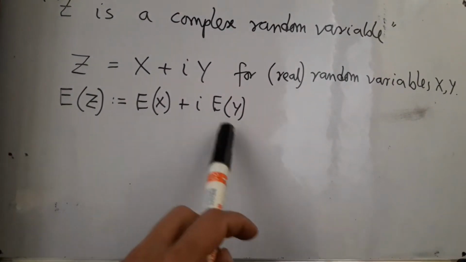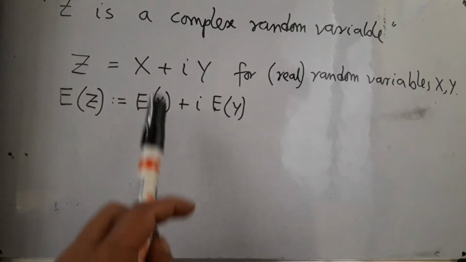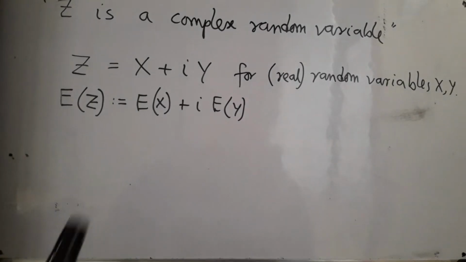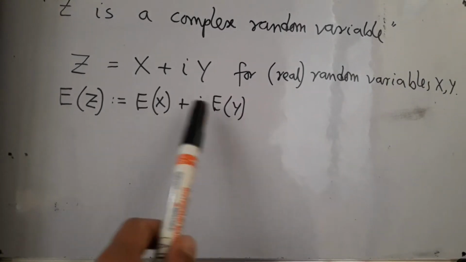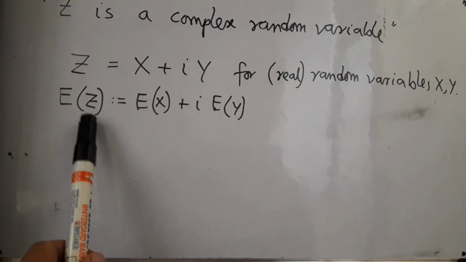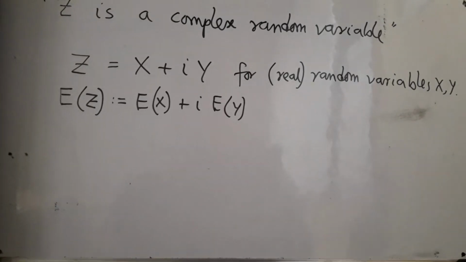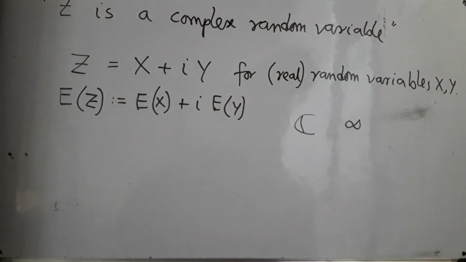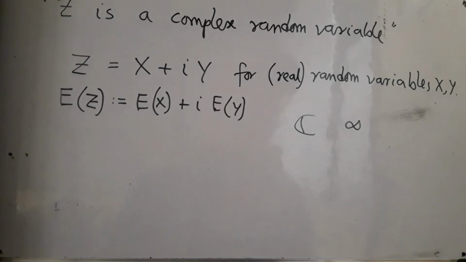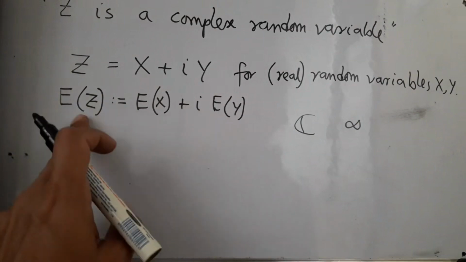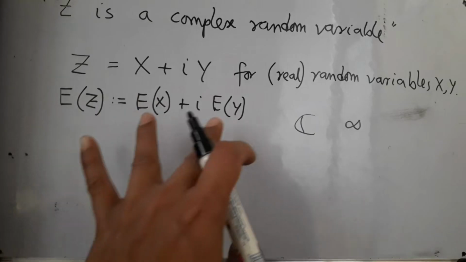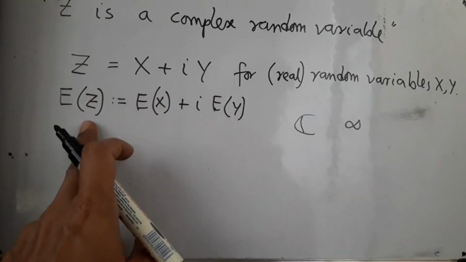Now if any one of them fails to exist, at least one of them fails to exist, I will say that this does not exist. If there is any infinity or minus infinity in them, I will say expected value of z is infinite. Remember that in case of complex numbers, we have just one concept of infinity. There is no concept of minus infinity and plus infinity separately. So even if one of them is infinite, immediately this is infinite. If one of them does not exist, immediately this does not exist. Both of them finite, then this is also finite.